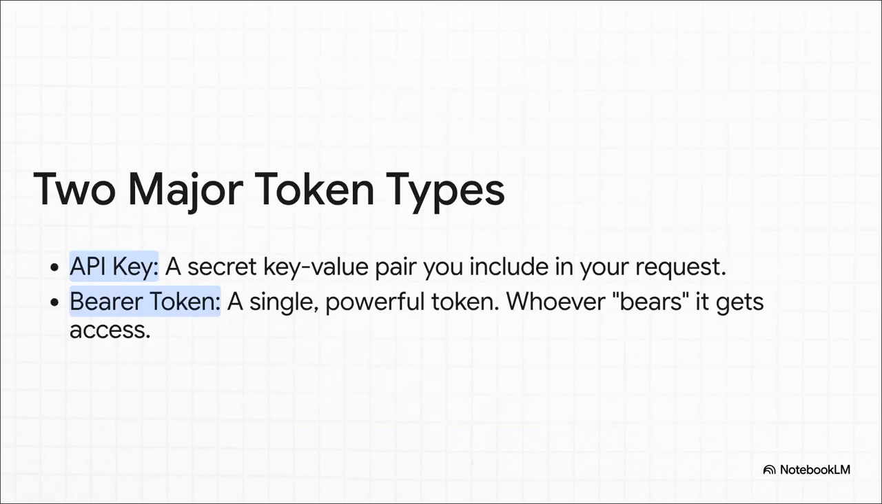So how do you actually use them? An API key is usually a key value pair that you pop into the request headers. A bearer token is even easier. It's just one long string of text that you also put in a header, specifically the authorization header. The beauty of a bearer token is that it's self-contained. The server sees it and knows you're good to go without having to check anything else.